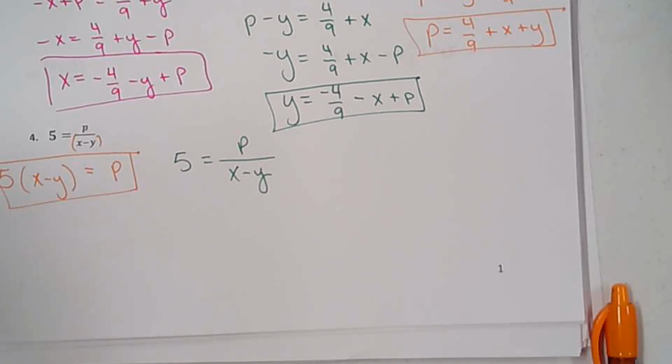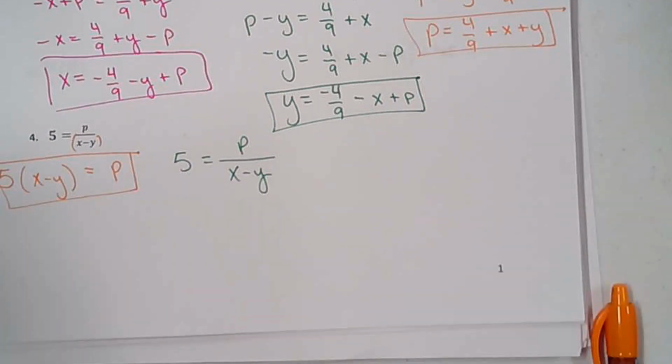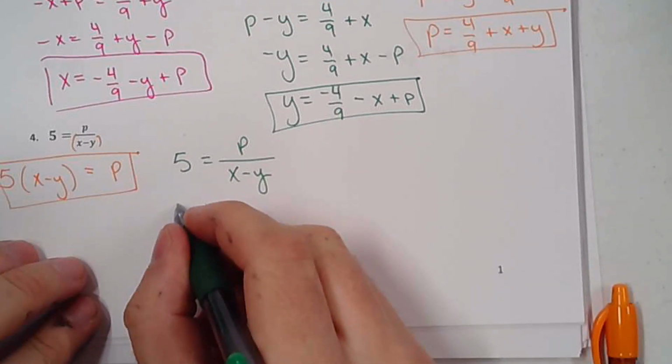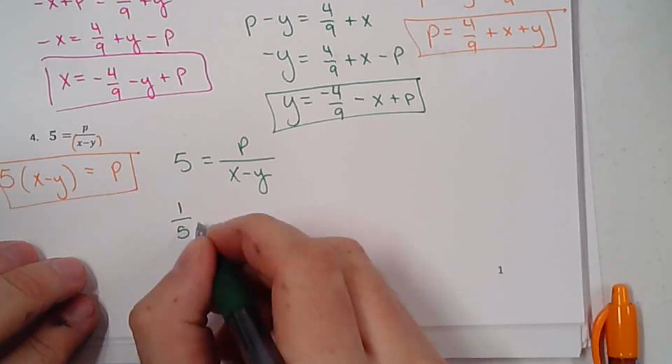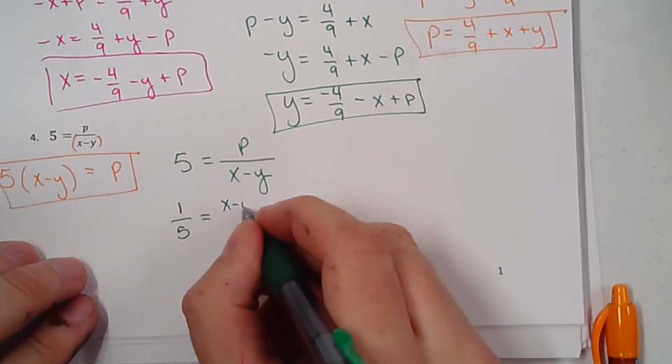Remember the reciprocal? What does it mean to reciprocate? To return, to flip, right? When two things match and you flip them, when they multiply, they make 1. So we're going to reciprocate both sides. Again, as long as you do both sides, it's fine, right? That's algebra. So what's the reciprocal of 5? What's the reciprocal of p over x minus y? X minus y.